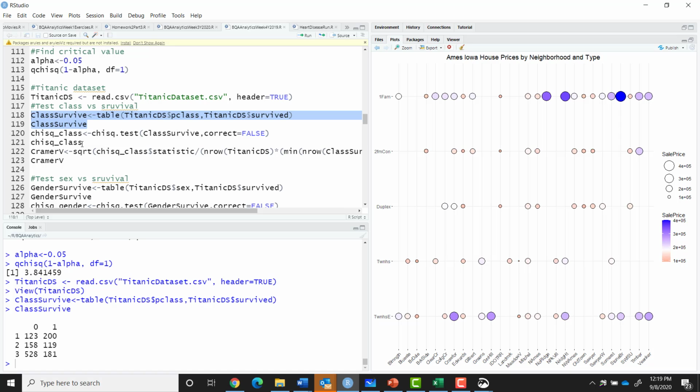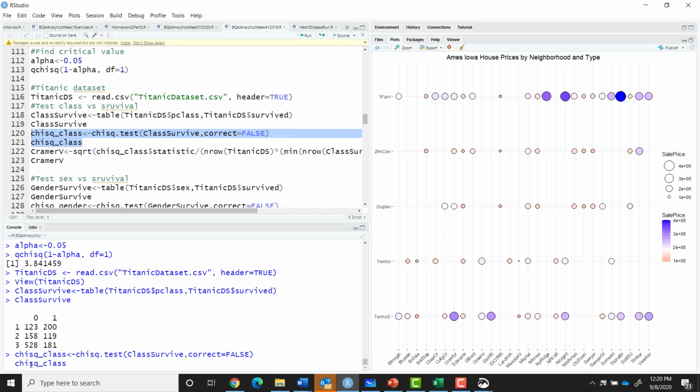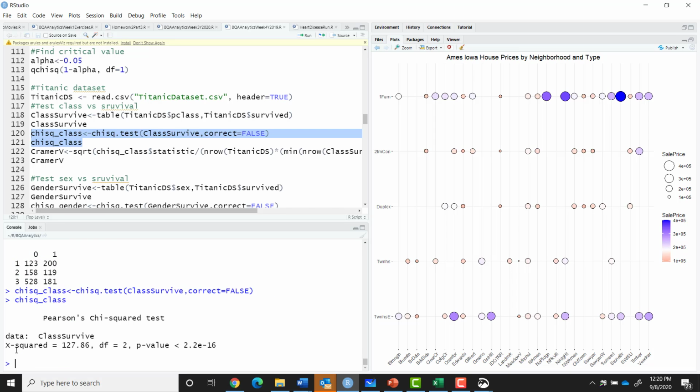Now let's run the chi-squared test. And you can see that we have a big data set. We have a lot of evidence. And we see they have this incredibly small p-value, which is the lowest p-value R can report because it's such strong evidence. We have a chi-squared of 127. Degrees of freedom is 2. We have 3 rows minus 1, which is 2, times 2 columns minus 1, which is 1, so 2.